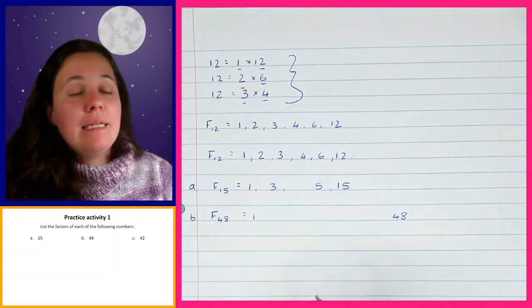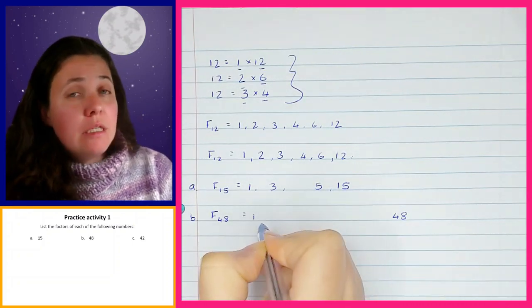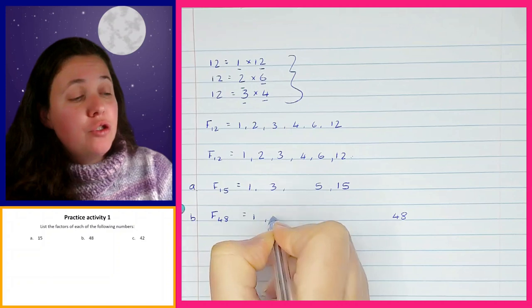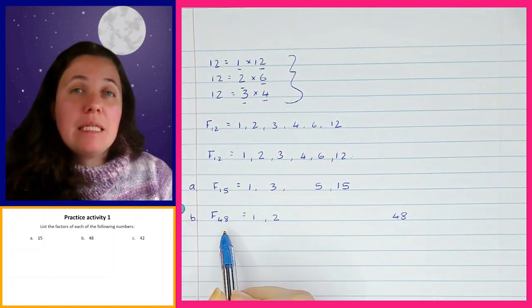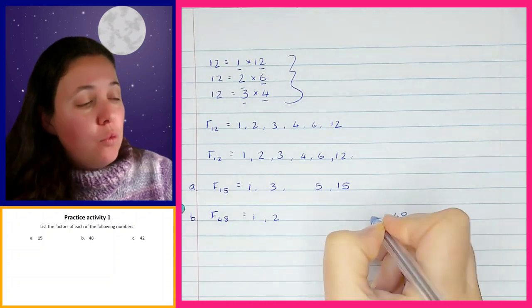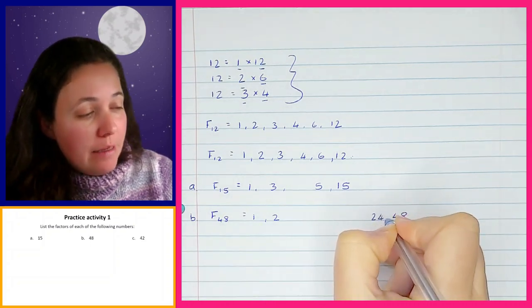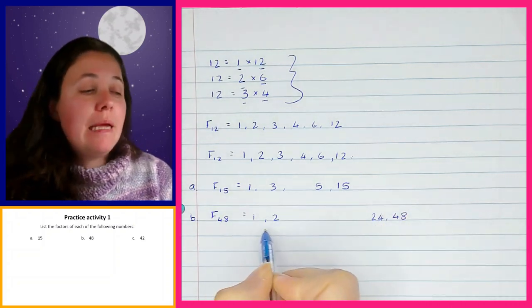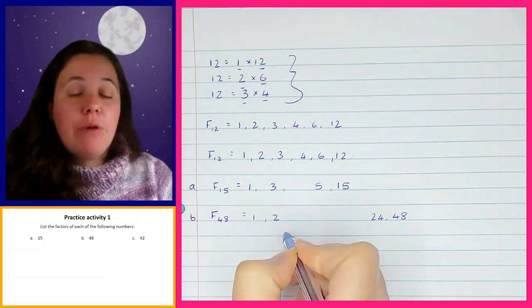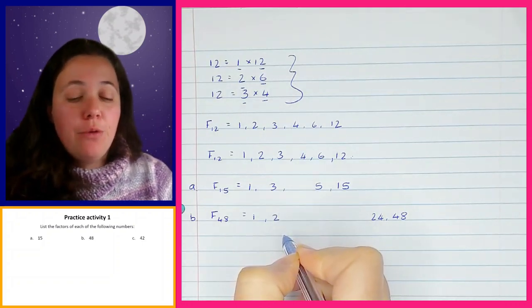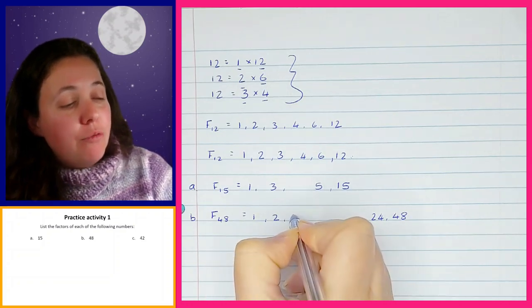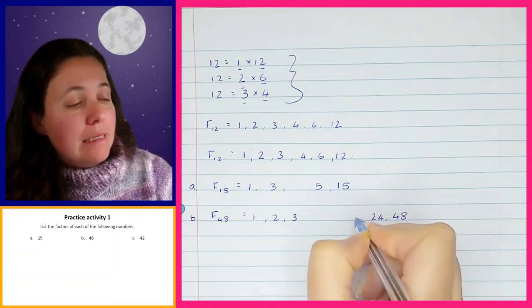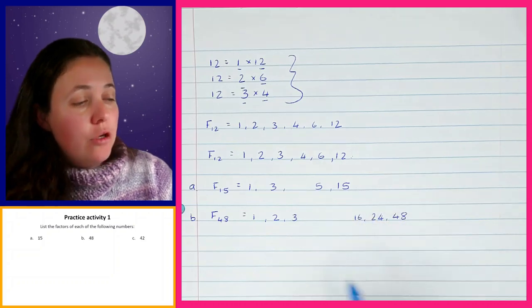Okay, now 48, if I divide it by 2, it does work. So 2 is going to be my next factor over here. When I divide 48 by 2, I end up with 24. So I'm going to write 24 as my factor over there. Then the next number I'm going to check is 3. Now if I divide 48 by 3, it does also work, and that leaves me with 16. So I'm going to put 3 over here, and I'm going to have 16 over there.